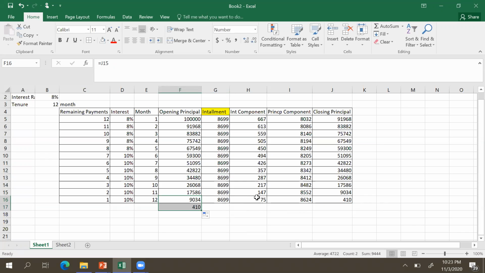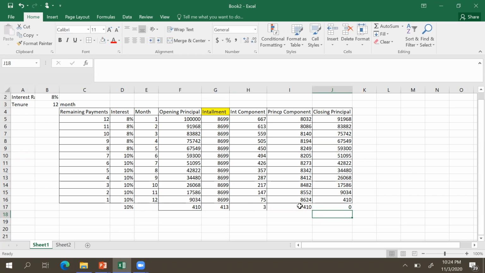Okay, this is 410. What is your interest component? Interest component is this, and the principal component that you will pay is how much? 410. What installment are you going to pay? That is this 3 plus 410, and ultimately your closing principal will be 410 minus the 410.